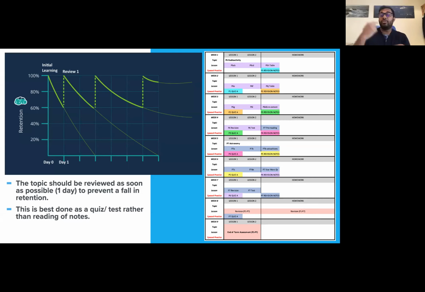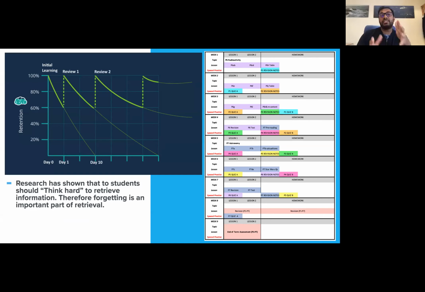Then I need to review it again, but this time after a longer interval. That interval has been shown to be 10 days, roughly, give or take. Obviously in education, we're working in an imperfect situation, but after 10 days-ish, I set them homework the following week, and that's what we can see here.